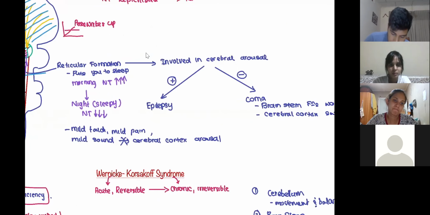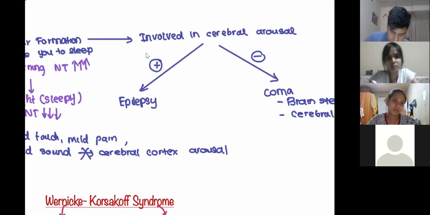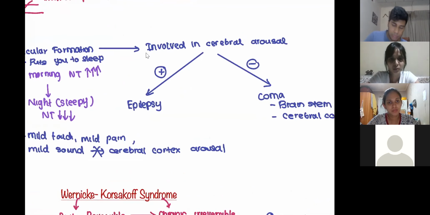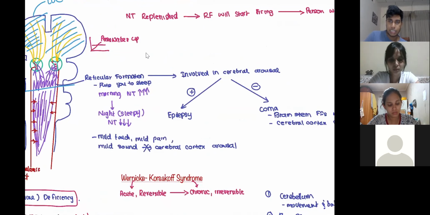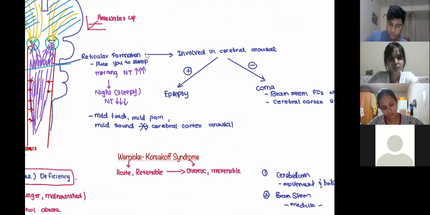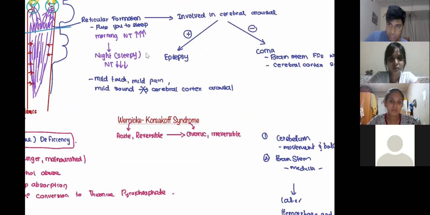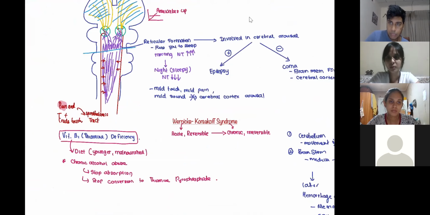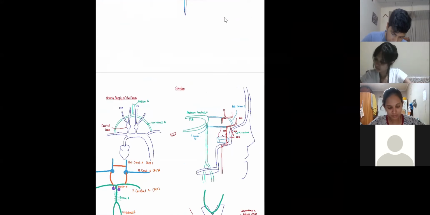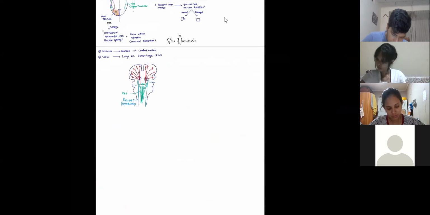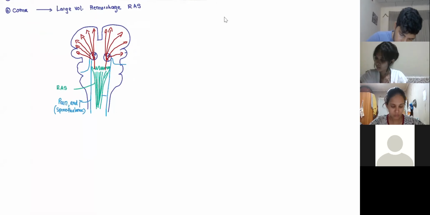But if there's a stroke here, remember this, it can be overactivated, leading to epilepsy. Or it can be damaged in such a way that it is inhibited, leading to coma. Okay, what is a coma? The brainstem functions are working, but the cerebral cortex is switched off. I hope you guys understand this. We have done that. I didn't expect to go into detail for that, but I had to.